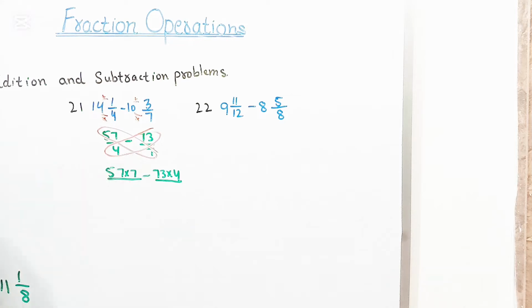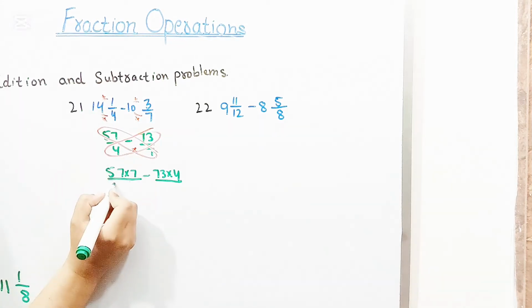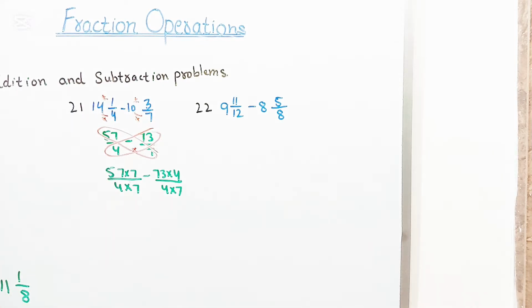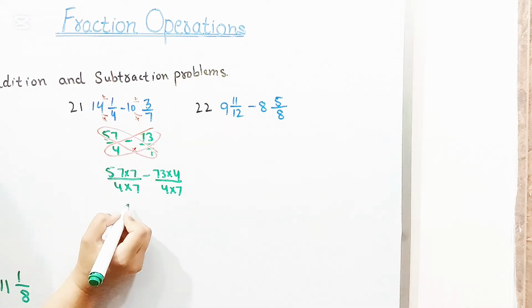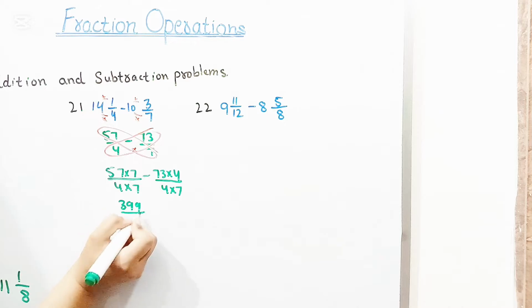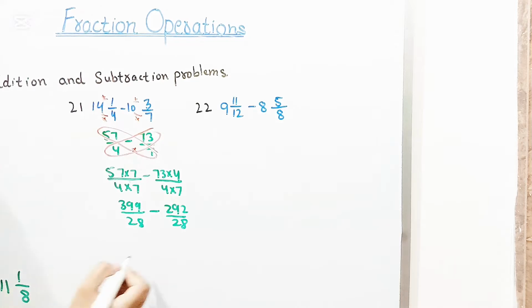We multiply the denominators all together: 4 multiplied by 7. 57 multiplied by 7 gives 399. When we calculate them, 28 minus 73 multiplied by 7, 292 divided by 28, 107. When we subtract them, 28.